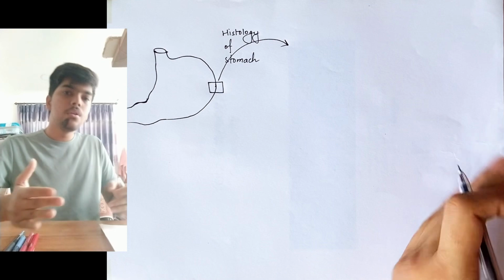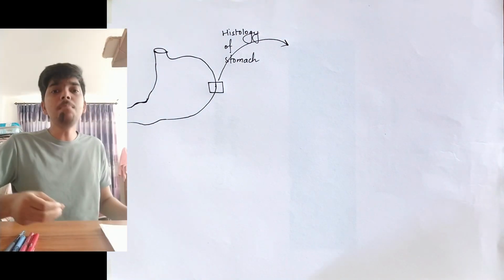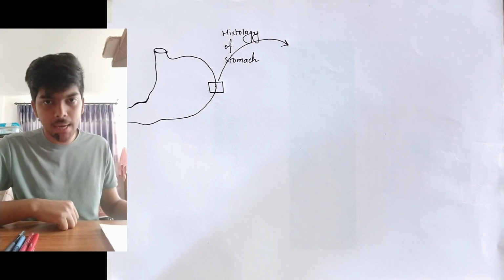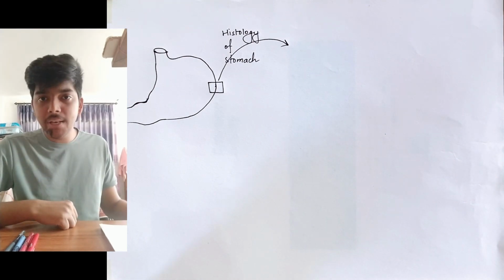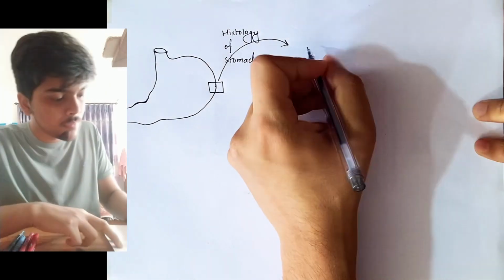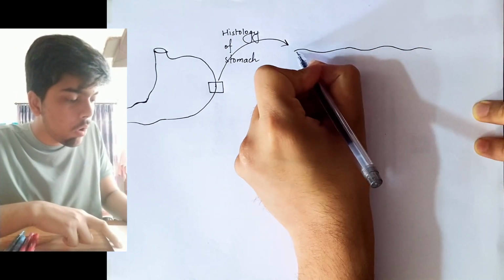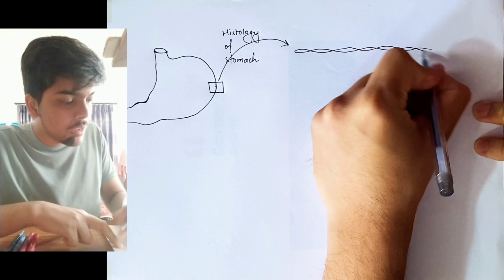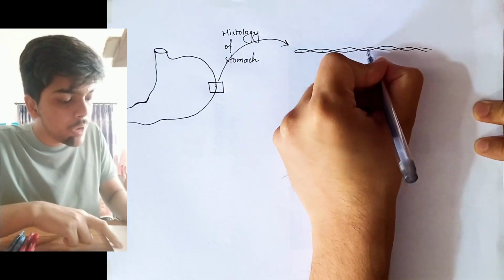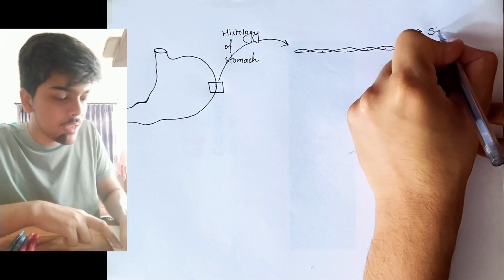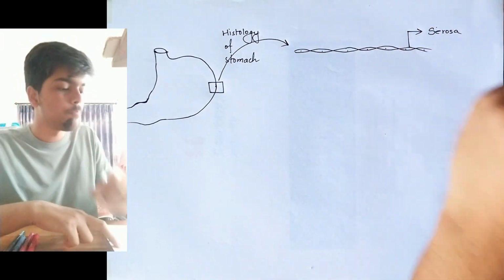From outside to inside, there are multiple layers in which the tissues forming the wall of the stomach are arranged. The outermost layer is called serosa. Let me draw serosa. So this is the outermost layer of stomach called serosa, and it is made up of simple squamous epithelial tissue. This is serosa.